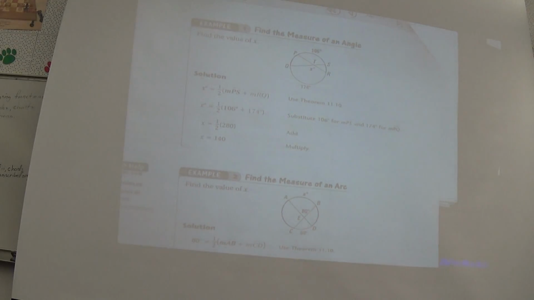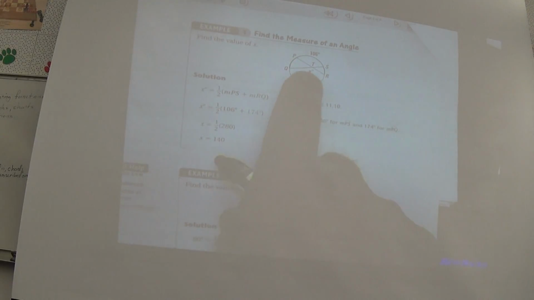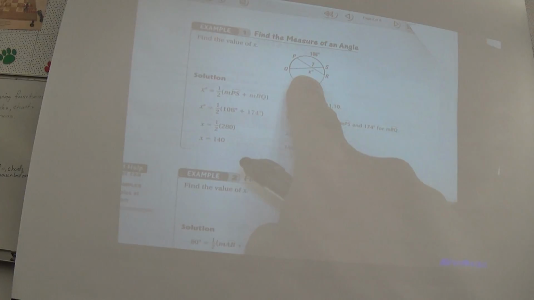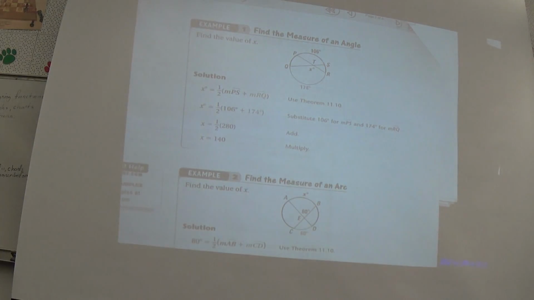So if we look at the next picture here, if we're trying to find the measure of angle X, again, this is not a central angle, it doesn't originate from the center of the circle, because then that would be congruent to its arc. It is not an inscribed angle, the vertex is not on the edge of the circle.